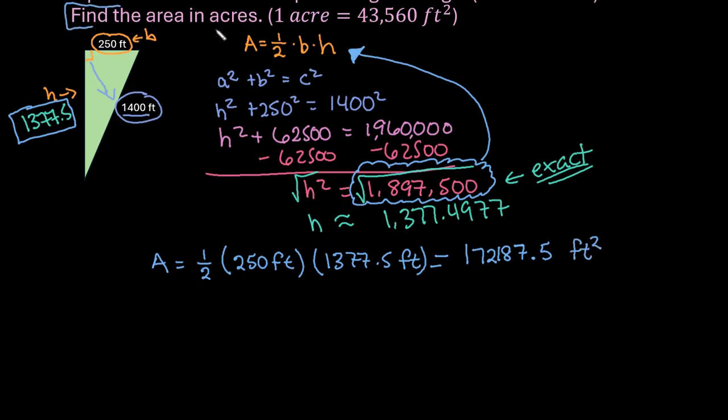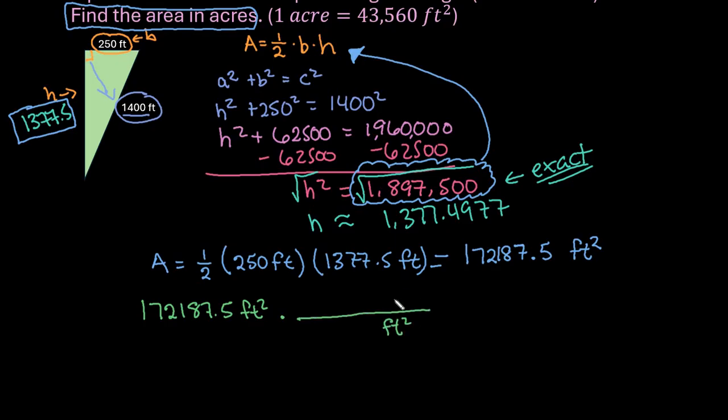Well, remember they told us that they want us to find the area in acres. So what we now need to do is convert our square feet into acres. So we're going to take that we have 172,187.5 square feet. And we want our square feet to cancel out. So we're going to put the square feet on the bottom and our acres on the top. And so we would end up with 43,560 square feet.